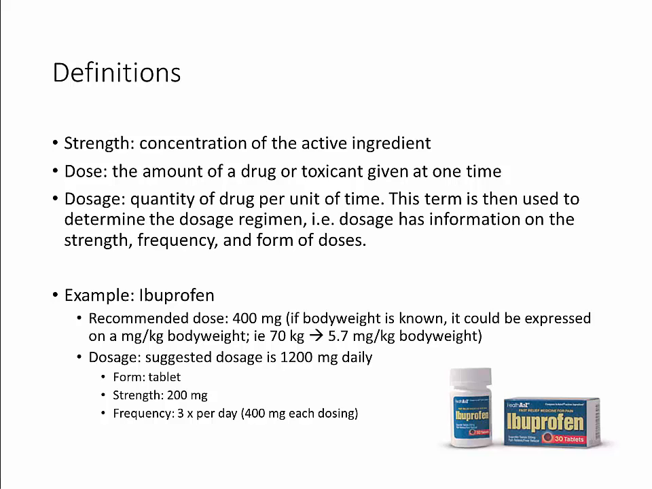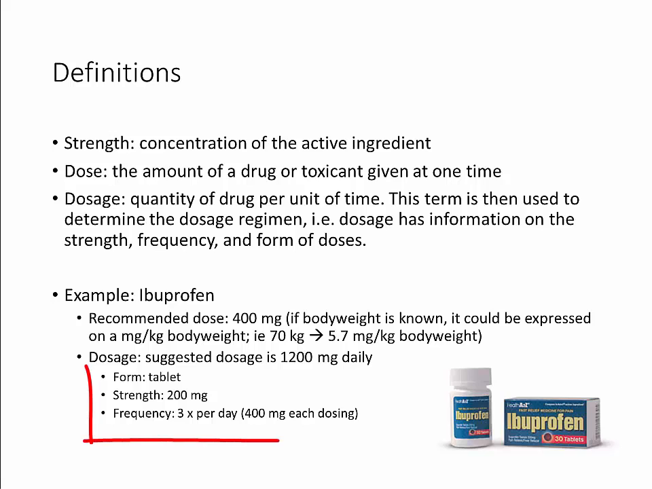The recommended dose for an adult is 400 mg. If the body weight is known, the dose can be expressed on a milligram per kilogram body weight basis. If the person weighs 70 kg, the dose would be 5.7 mg per kilogram body weight. The suggested dosage is 1200 mg daily.